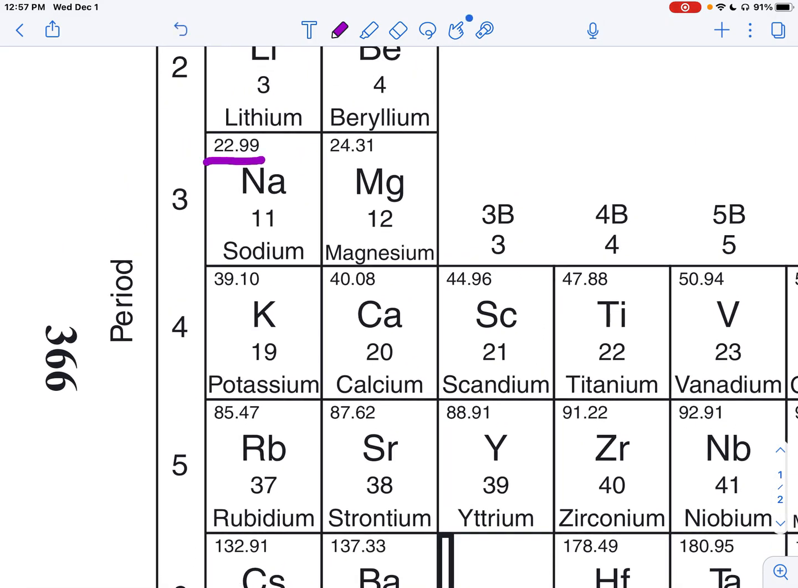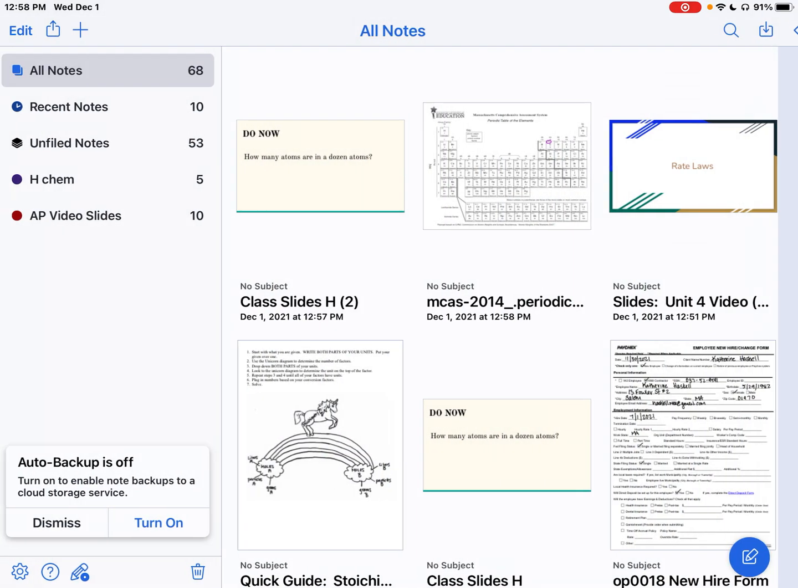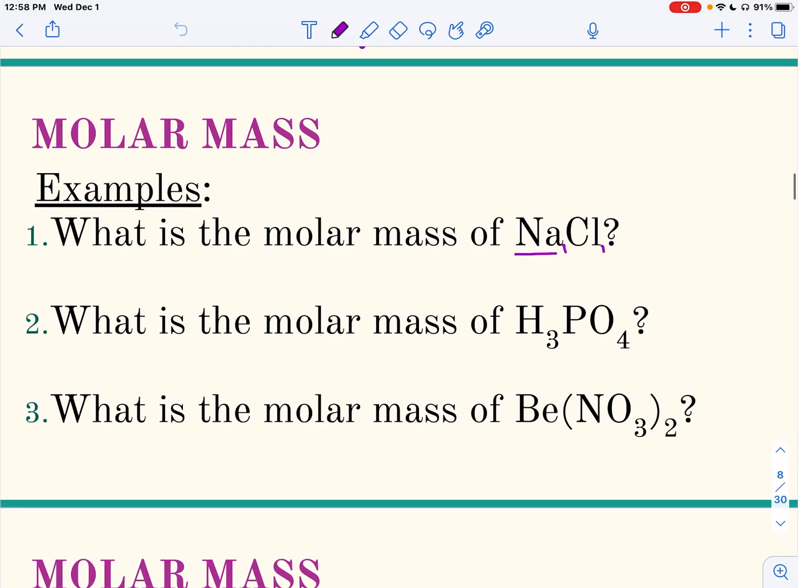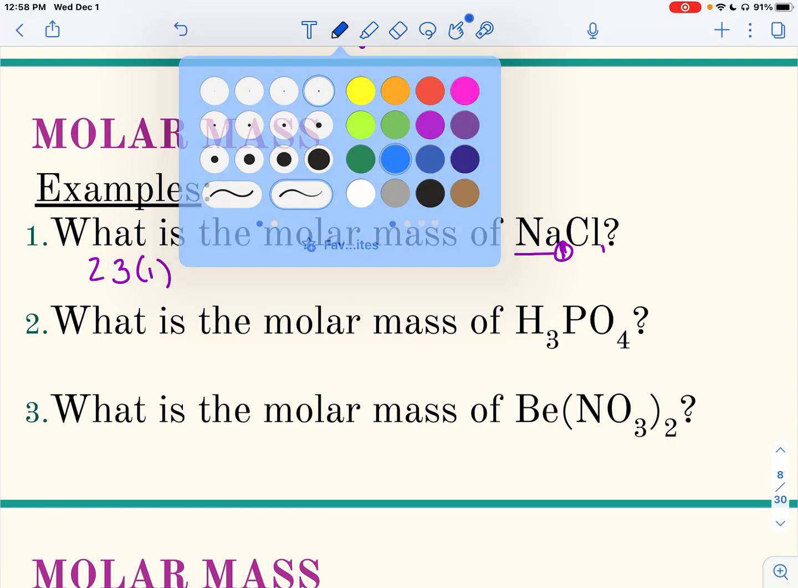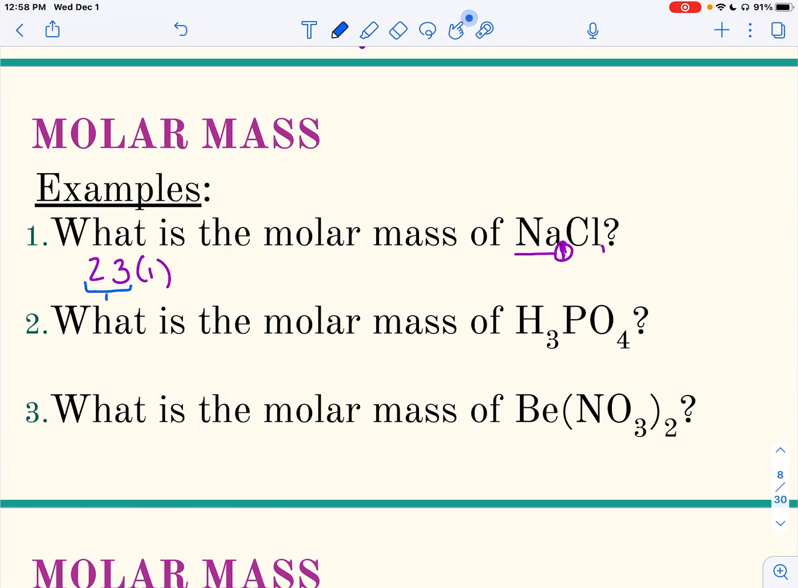Na atomic mass is 23. I'm just going to round that, so I'm going to write 23. And then I'm going to multiply it by the subscript. Because there's no subscript, you know that it's a 1. So this right here comes from the periodic table, and this right here is the subscript.